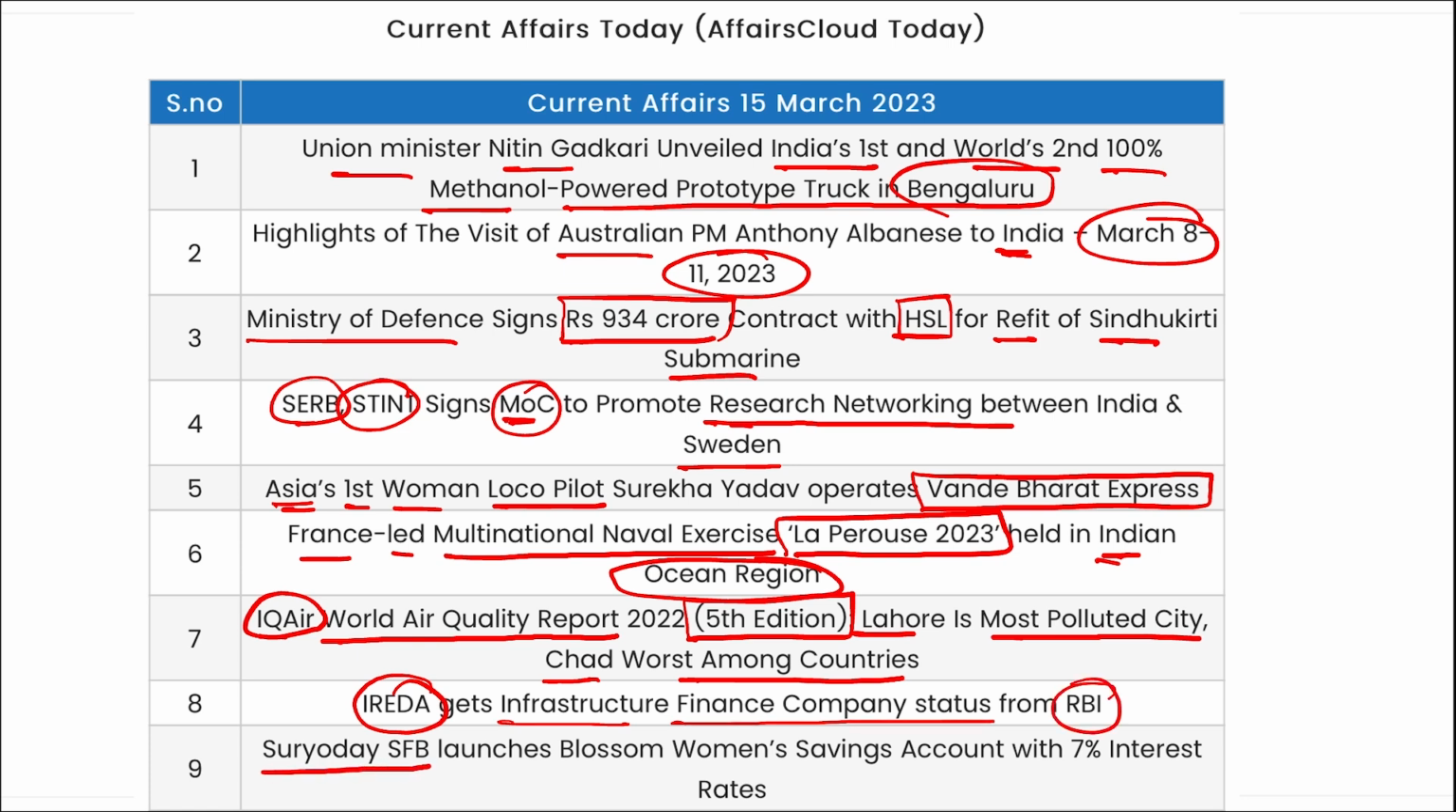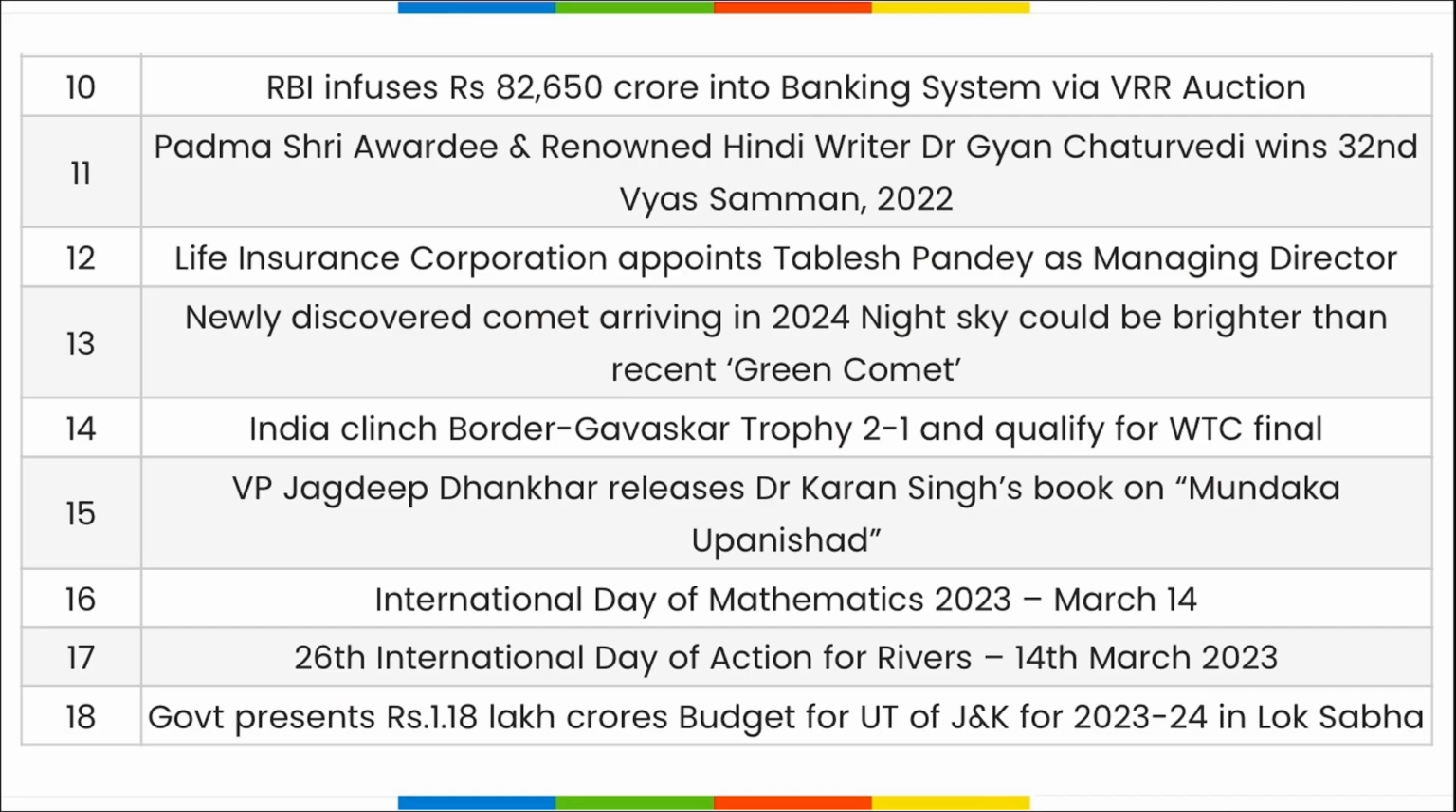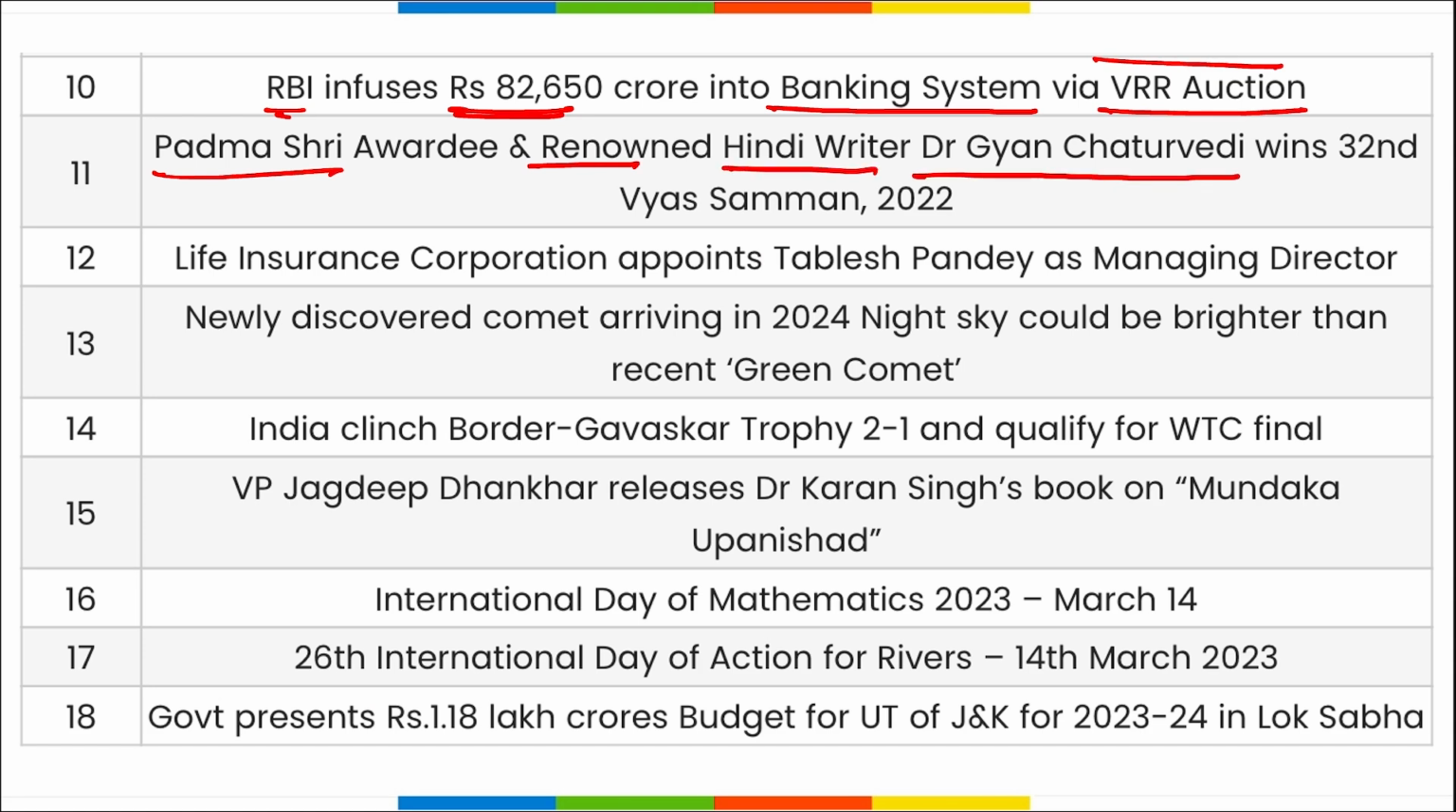IREDA has got the infrastructure finance company status from RBI. Suryodaya Small Finance Bank has launched Blossom Women's Saving Account with 7% interest rates. RBI has infused 82,650 crore rupees into the banking system via VRR auction. Padma Shri awardee and renowned Hindi writer Dr. Gyan Chaturvedi has won the 32nd Vyas Samman 2022. Life Insurance Corporation has appointed Tablesh Pandey as the managing director.